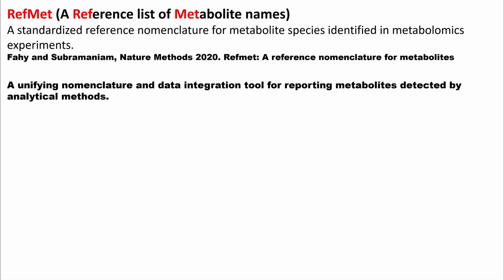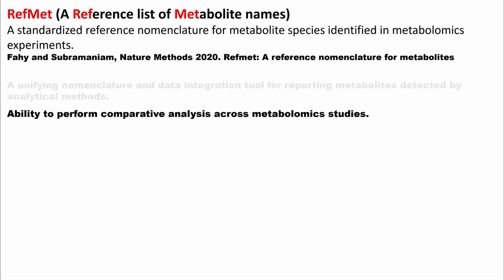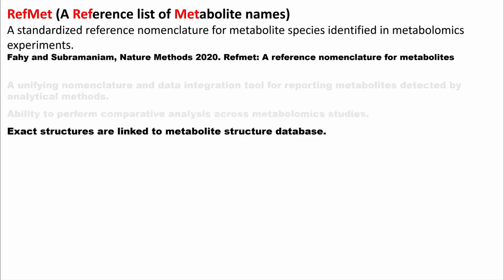Besides the MW tab, another very important feature of NMDR is that we use a reference metabolite system called RefMet, which provides harmonization and standardization of metabolite names. And that's very important for being able to integrate the data from different studies or across other resources. It's a unifying nomenclature. It provides the ability to perform comparative analysis across different studies. Next, please.